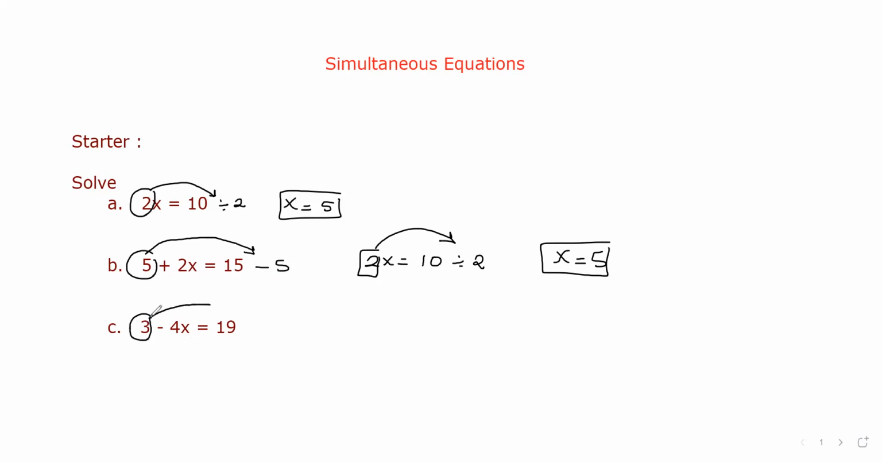In the third question, 3 minus 4x equals 19. Get rid of the 3, move it to the other side as minus 3. So negative 4x, don't forget this negative. Negative 4x equals 19 minus 3, which is 16.